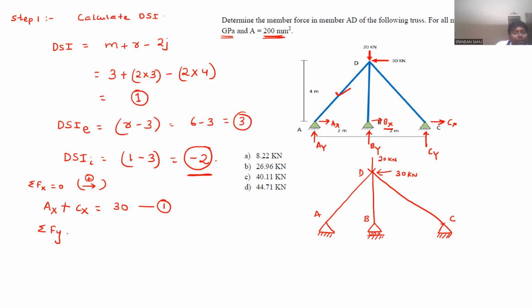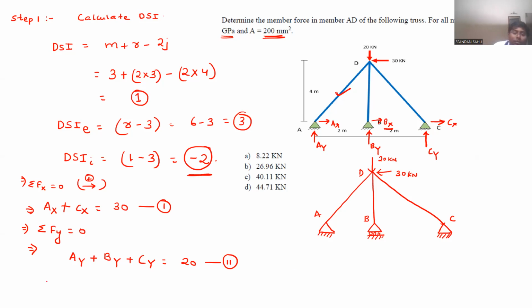Now tell me, when we are doing summation of Fy equal to 0, what we will get? Tell me, quickly tell me. AY plus BY plus CY equals 20 kilonewton. Correct? Yes, sir.